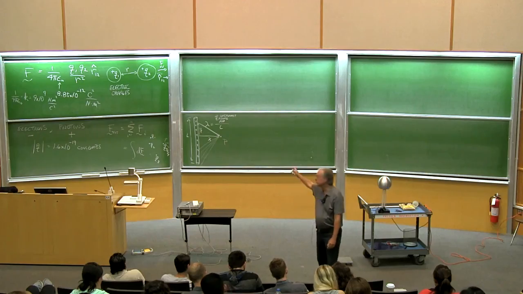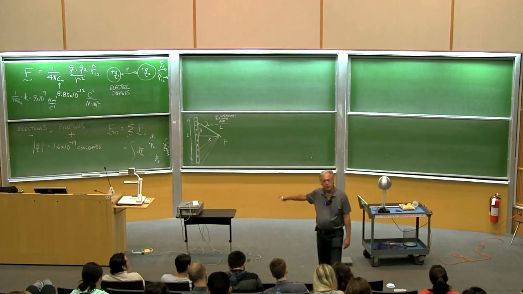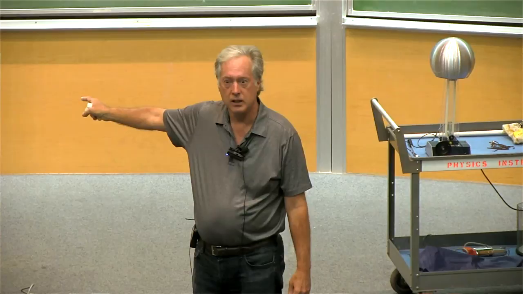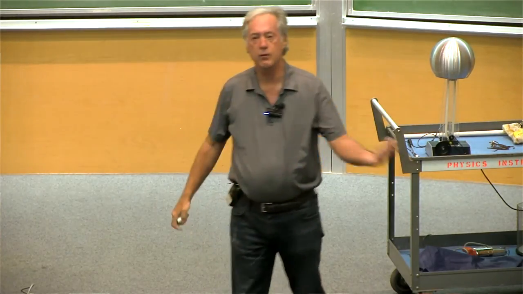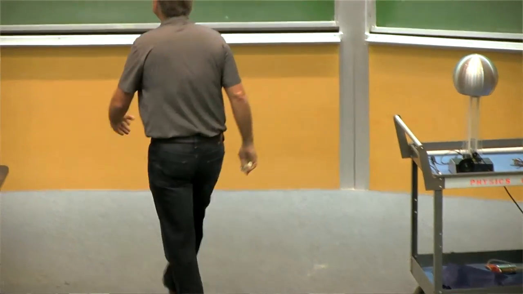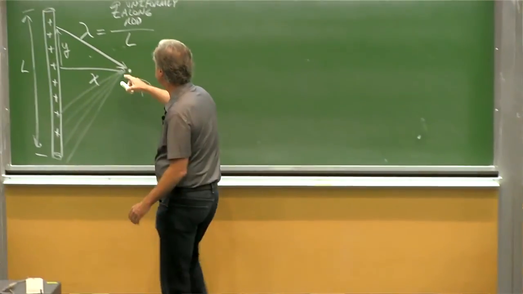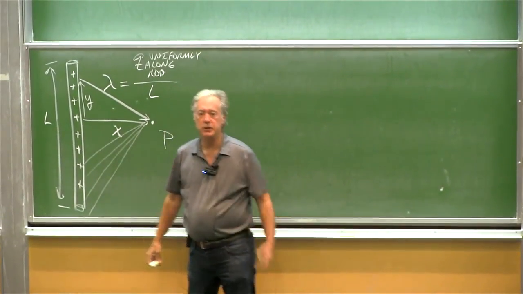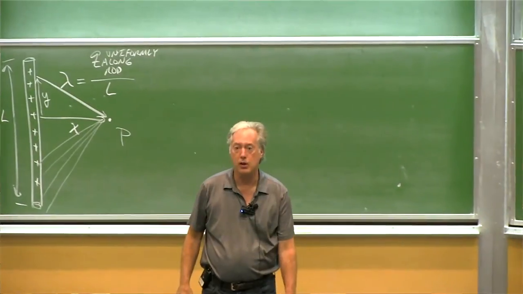So we expect for a very long rod, it doesn't go as 1 over x squared, but it goes something like 1 over x. And that's what we're going to find. So we expect it to be something like 1 over x for a long rod.